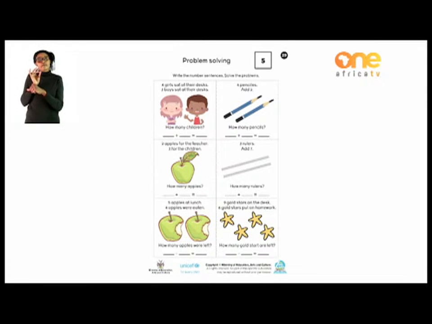So you have to do the apple, the ruler, the 2 apples, and the starfish. See if you will be able to solve those problems. Good. Let's go over to our next page.